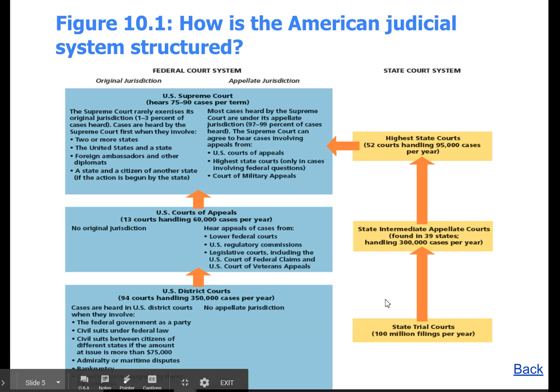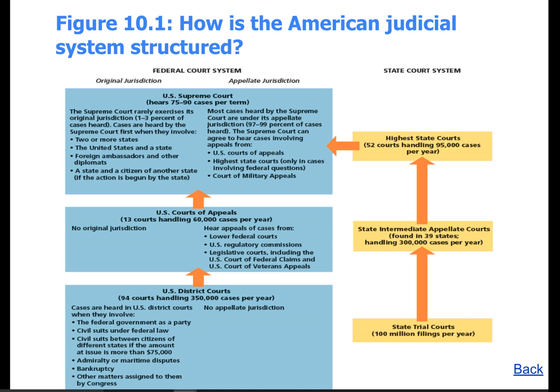Again, the lion's share of the cases that happen in this country, you can see here, happen in the state courts and happen in those state trial courts. 100 million filings per year versus 350,000 cases per year. But the federal court system is going to go in and take care of things and issues dealing with federal law. So you see it here at the top. I'm not going to move my mouse because then it cuts off the bottom of the slide there.